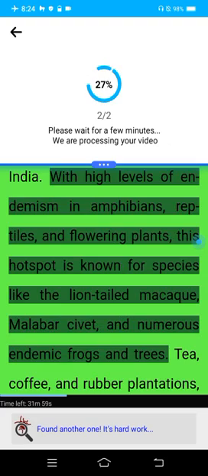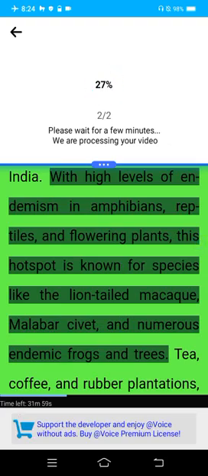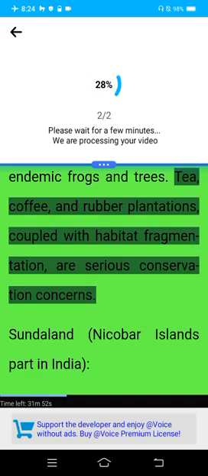With high levels of endemism in amphibians, reptiles, and flowering plants, this hotspot is known for species like the lion-tailed macaque, Malabar civet, and numerous endemic frogs and trees. Tea, coffee, and rubber plantations, coupled with habitat fragmentation, are serious conservation concerns.